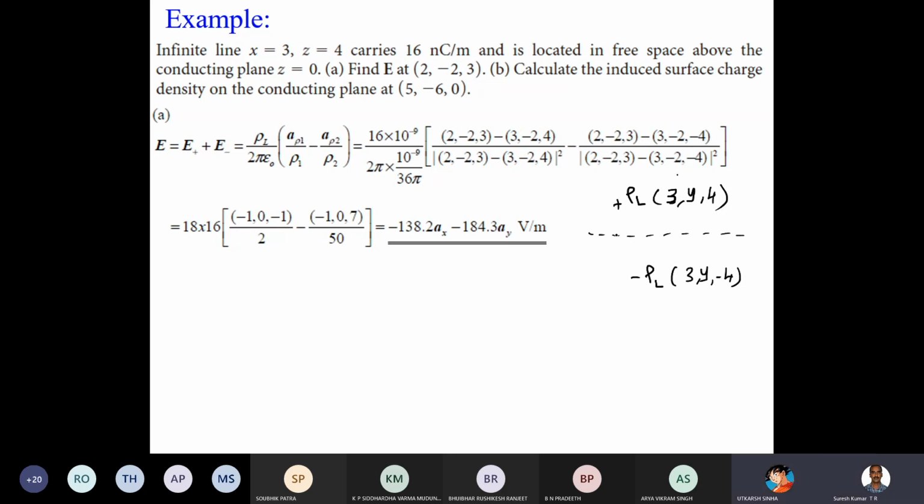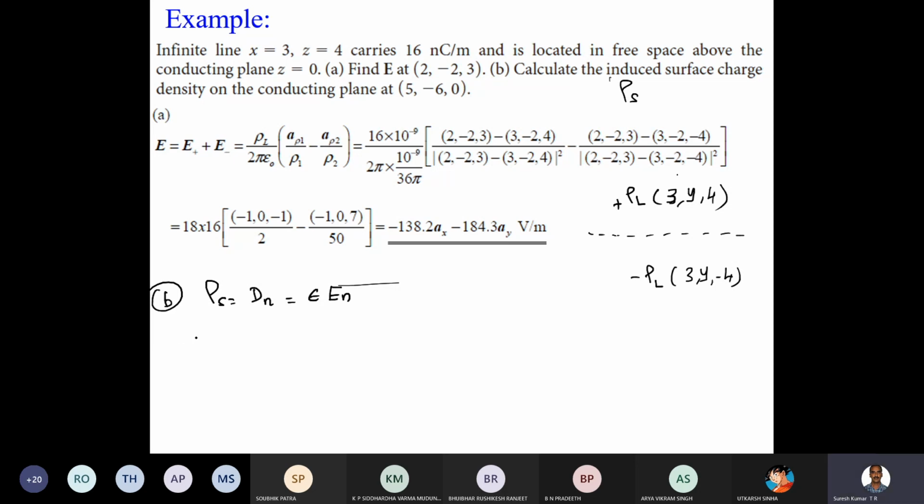Okay, assume you have done this. Now let us move to the second part of the problem. You need to calculate the charge induced on the surface. Because you are bringing a positive line charge above the metal plate, you need to calculate what charge will be induced on the metal plate. So you need to calculate only the induced surface charge density, only rho s. Okay. So rho s equal to Dn, right? Dn equal to epsilon into En.